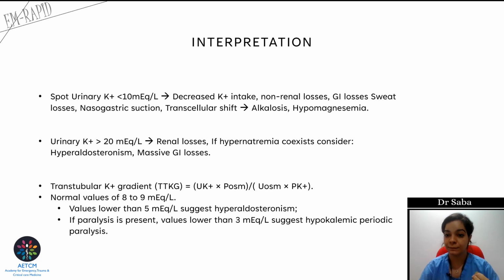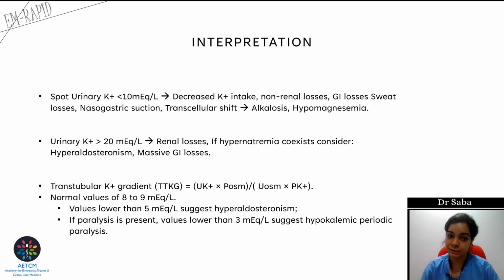The other etiology can be non-renal loss, or losses through sweat or GI, nasogastric suctioning. But if urinary potassium levels are more than 20 milliequivalents per liter, it will majorly point towards renal loss. Now, if hyponatremia coexists, then we will consider hyperaldosteronism or massive GI losses.